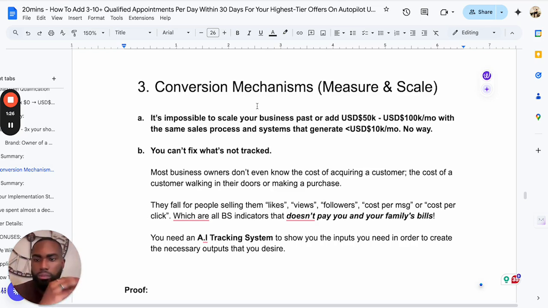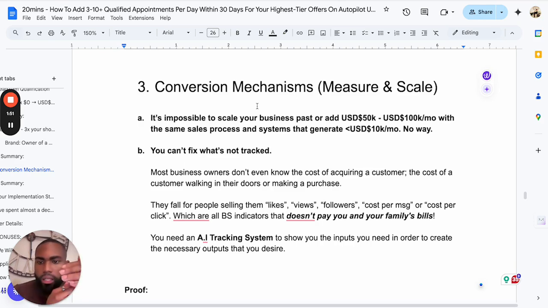Most business owners, because we've spoken to almost 500 people over the last few months within the region, and some have become clients, most of them don't even know the cost of acquiring a customer. Meaning the cost of a customer walking in the doors or making a purchase.